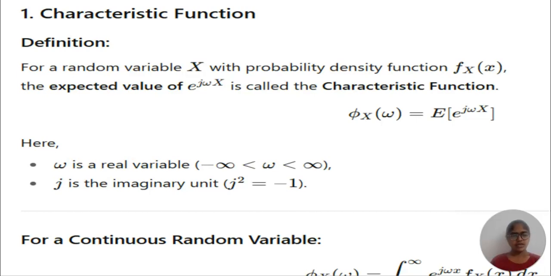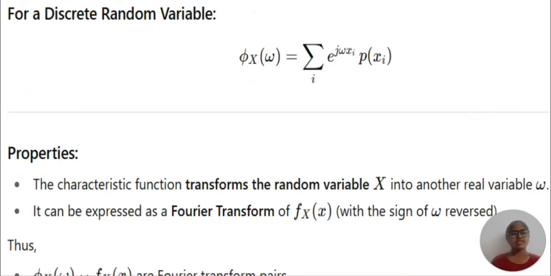For continuous random variable, phi x of omega equal to integral minus infinity to infinity e power j omega x fx of x dx. For discrete random variable, phi x of omega equal to sigma i equal to 1 to n e power j omega xi p of xi.